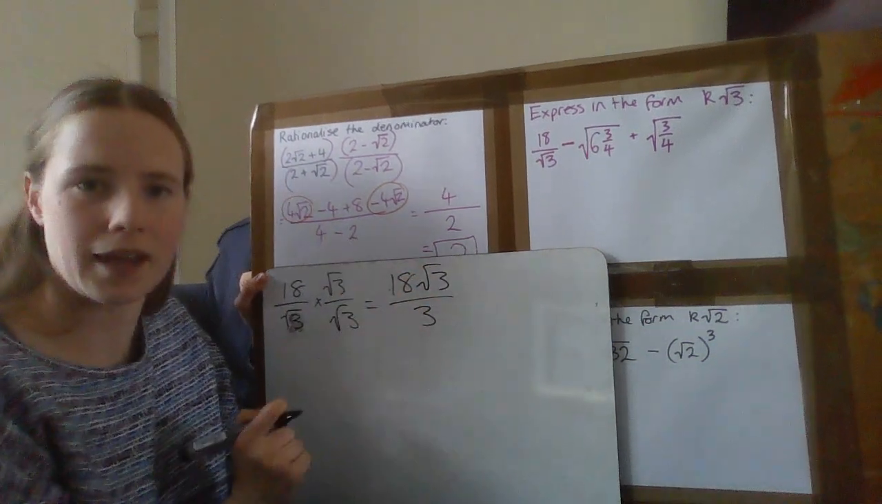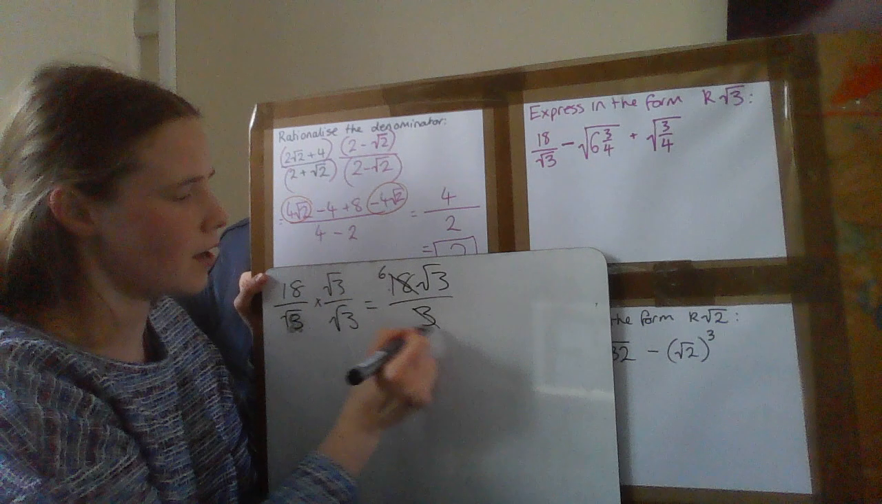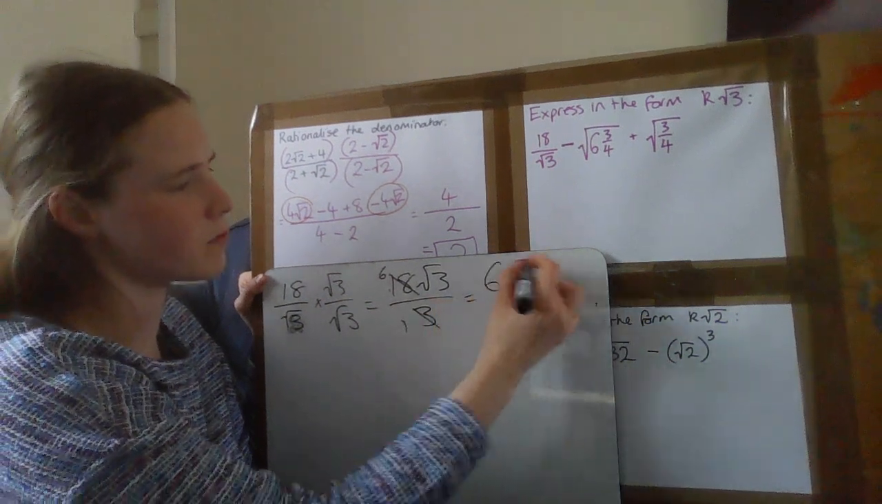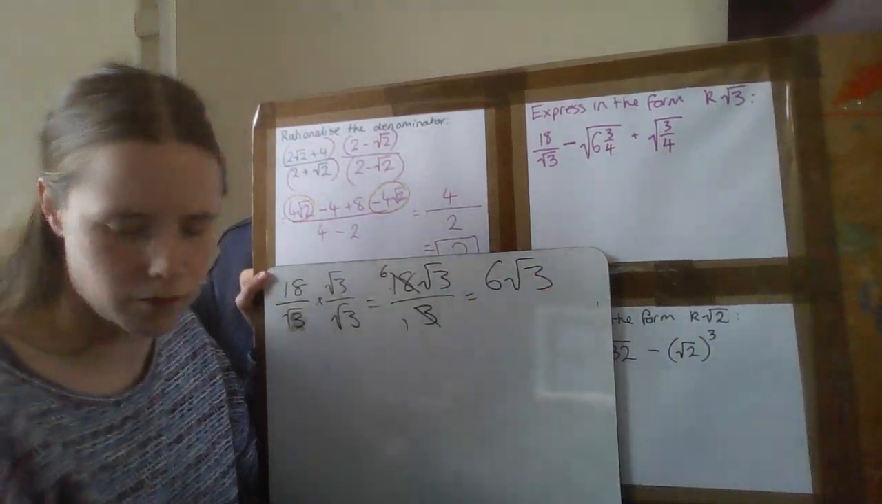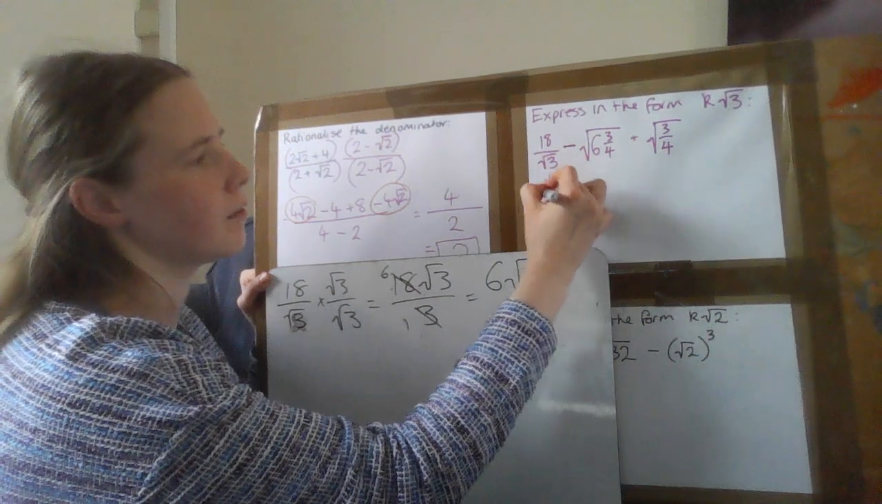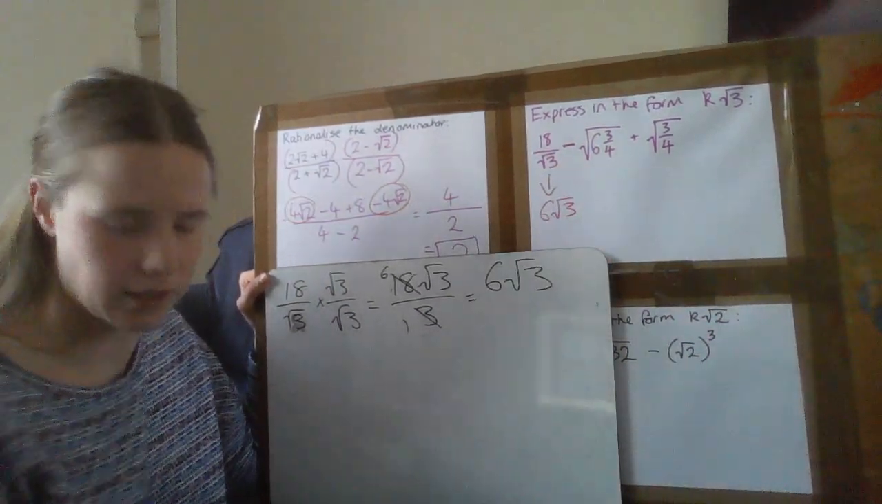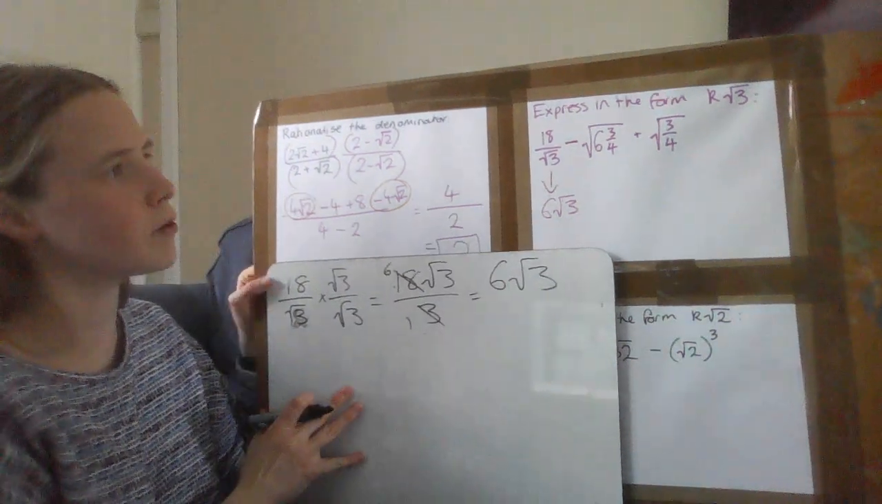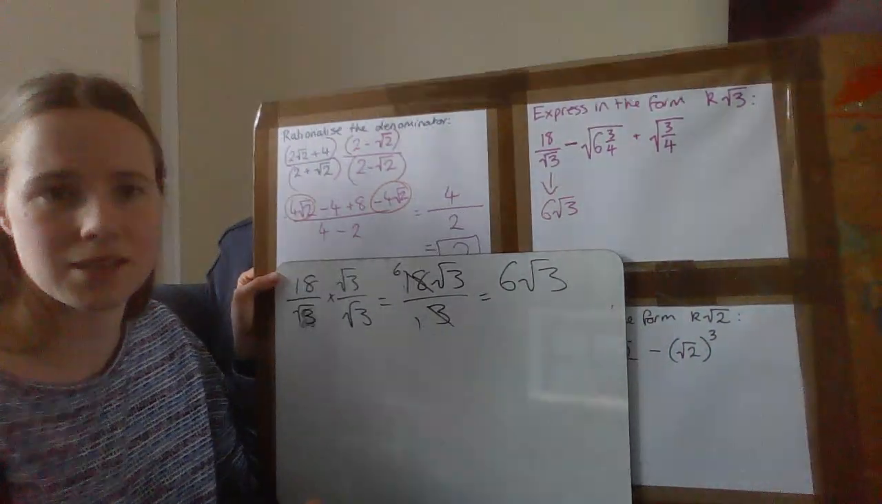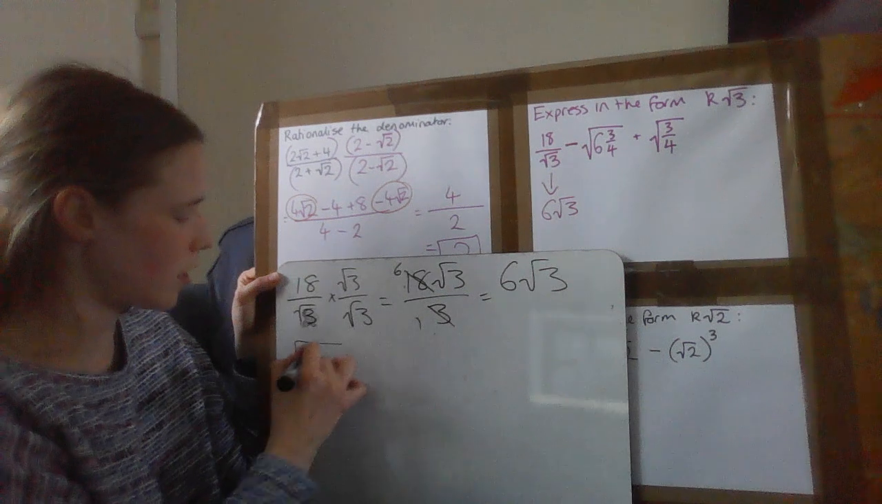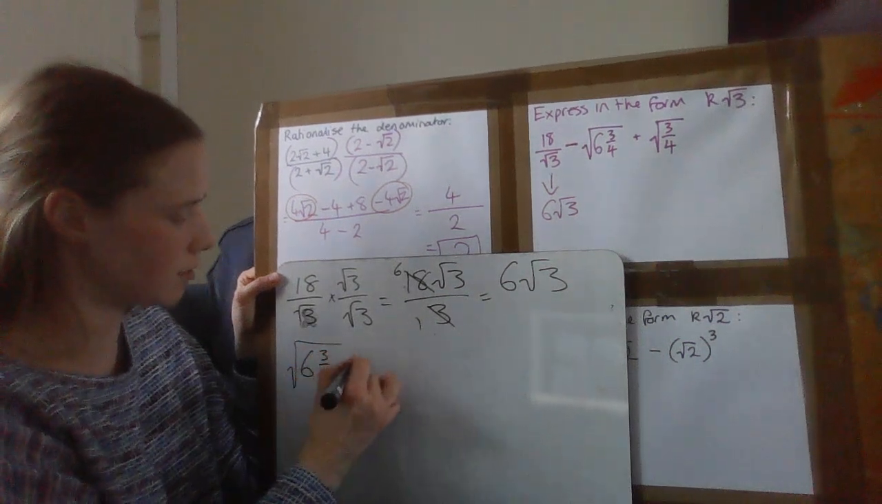The 18 and the 3 cancel. That goes to a 6 and a 1. So I get 6 root 3 over 1, or 6 root 3. So this one here is 6 root 3. Okay, on to the next one. I've got a mixed number here, 6 3/4. I'm going to change that to an improper fraction.